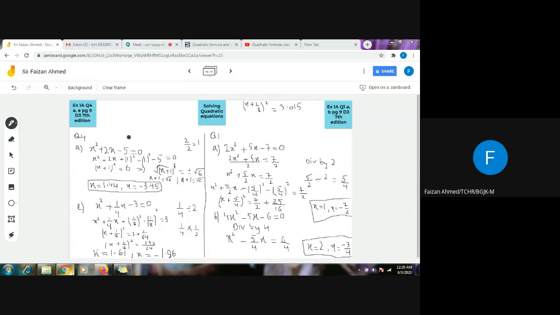So that's why I told you that the factorization method is only handy when the factors are very easy, the factors are simple, but when it comes into decimal, we cannot apply the factorization method. We have to go for the formula method or the completing square method.